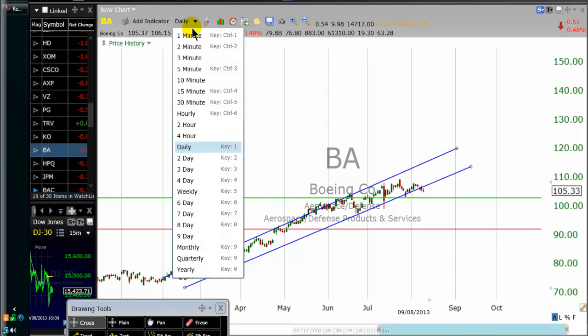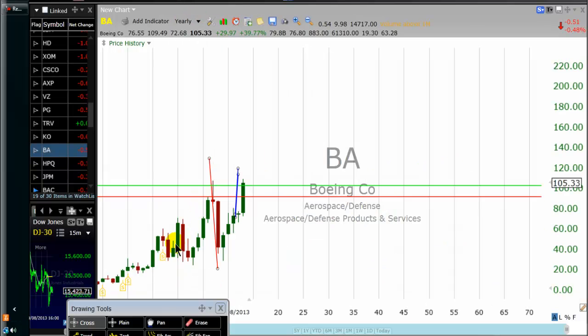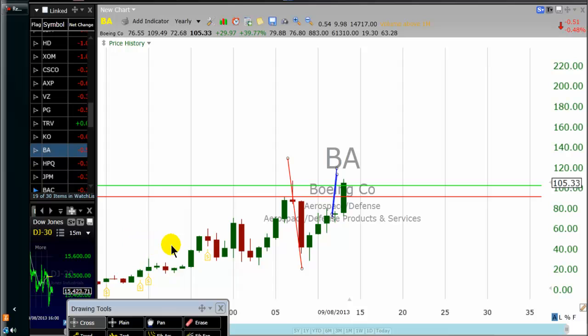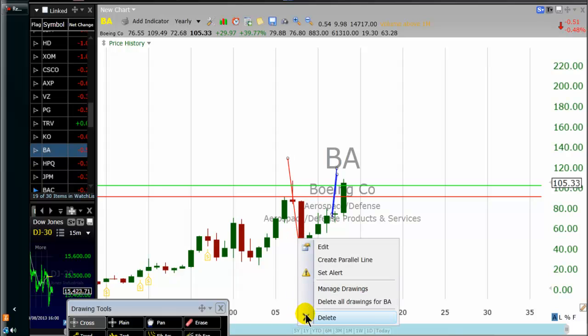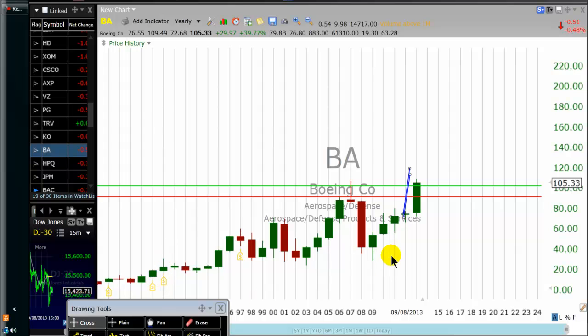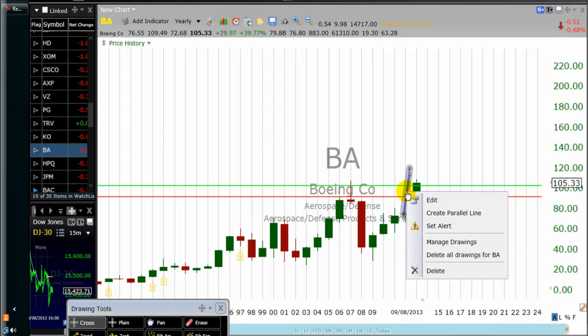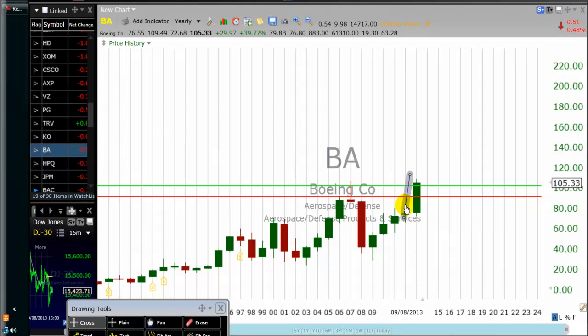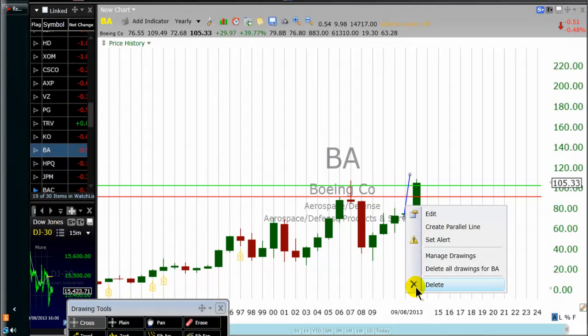If we go to the yearly chart, we can see the bigger picture. Let's remove some of my lines here. This is what we see on the yearly chart. This year has been very bullish for Boeing, all right, very bullish.